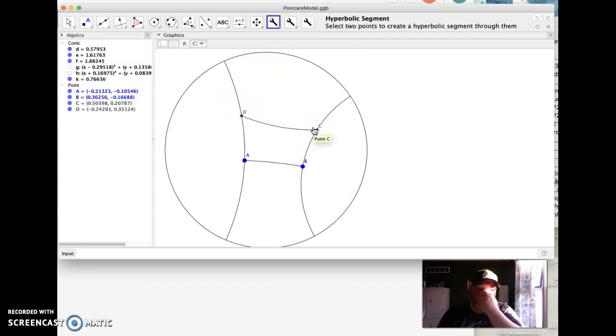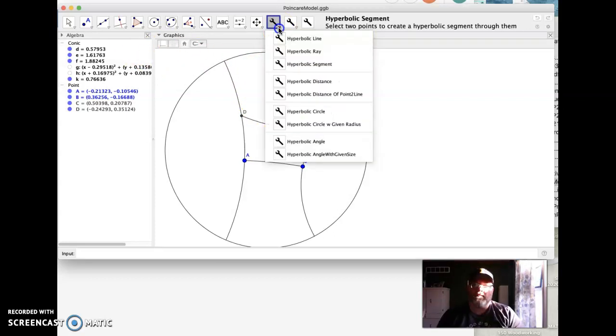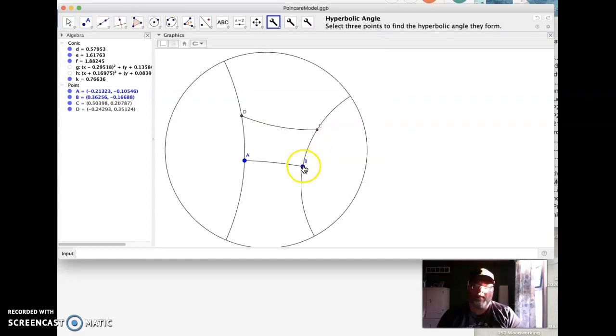And then they say, hey man, you need to measure some angles. It's going to be crazy, awesome, weird here at C and D. So let's do that. Hyperbolic angle. Let's go here, here, and here. I get 57. I'm going to go here, here, and here. I get 57. No way, dude. They are totally congruent. What?